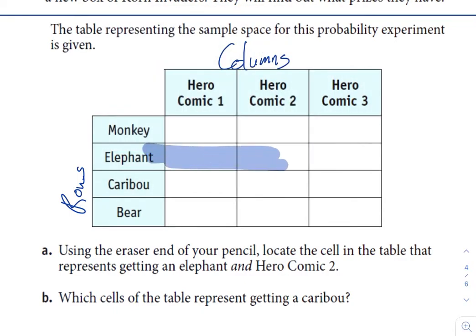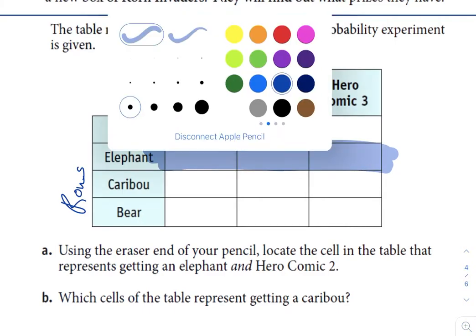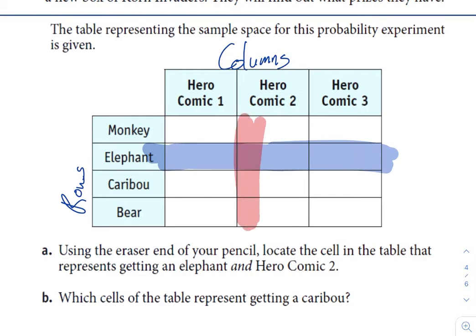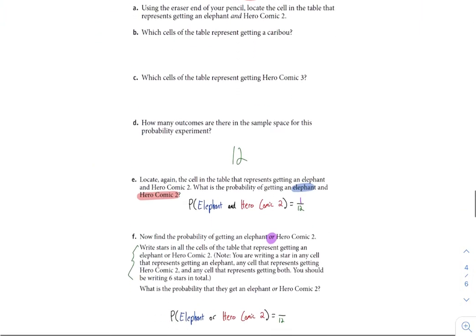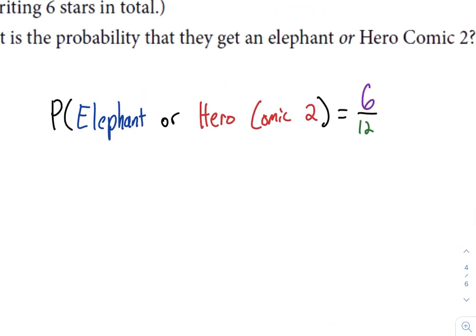So again, you will probably do this in your head and kind of visualize where elephant is, or if you have a highlighter, you could use that. And then we're going to visualize where Hero Comic 2 is. And now since it's or, it could be either just the blue highlighted area, just the red, or both blue and red. So what I want to do is count how many cells would be either blue, red, or both. So we got 1, 2, 3, 4, 5, 6. There are a total of 6 cells that are either elephant or Hero Comic 2 or both elephant and Hero Comic 2. So that's going to be our numerator.